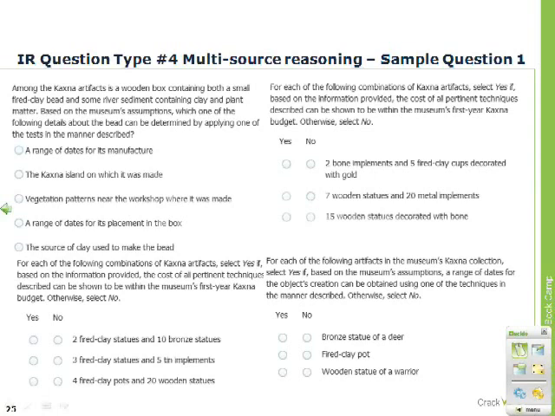Two bone implements and 5 fired clay cups decorated with gold, right? So the 2 bone implements should be analyzed using IRMS testing, right? And the 5 fired clay cups require TL dating, right?